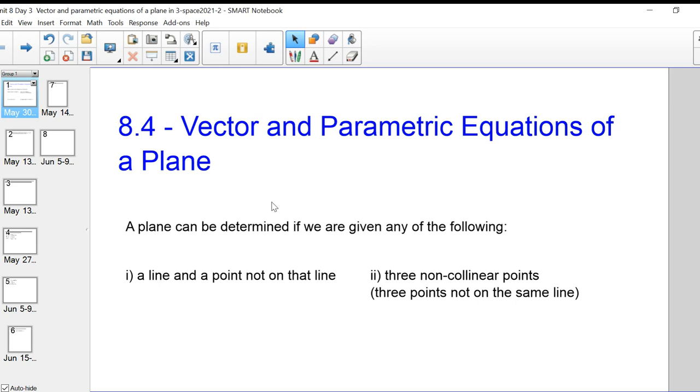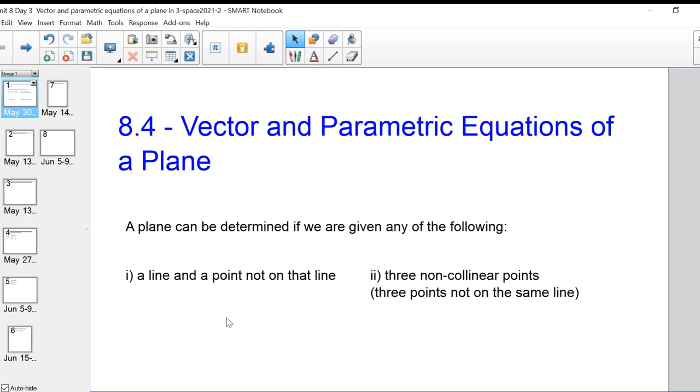We have vector, we have parametric, and we also had the Cartesian form of the equation if it's in two space, not in three space. We're going to talk about Cartesian form for a plane as well. So we're going to look at vector and parametric equations of a plane now. A plane, of course, is a flat surface in three space, right?